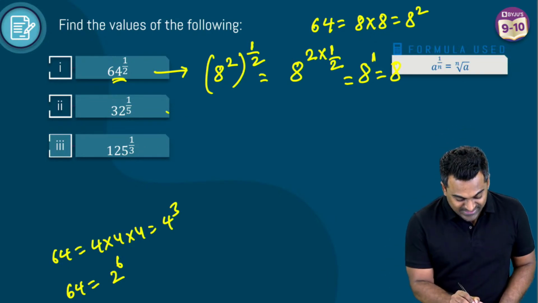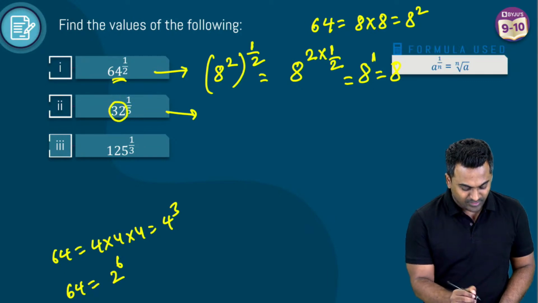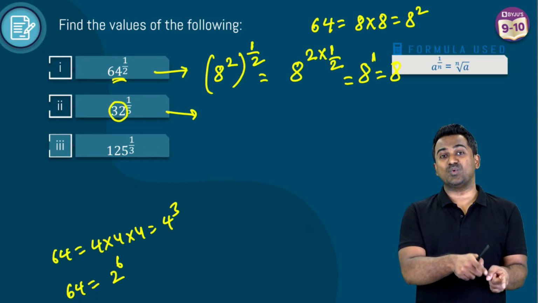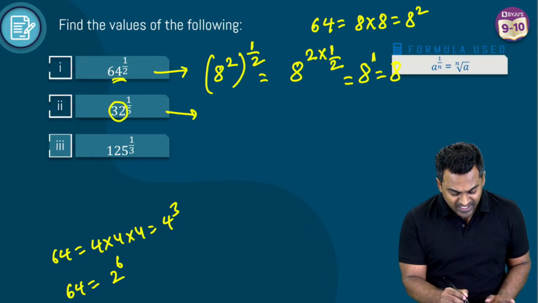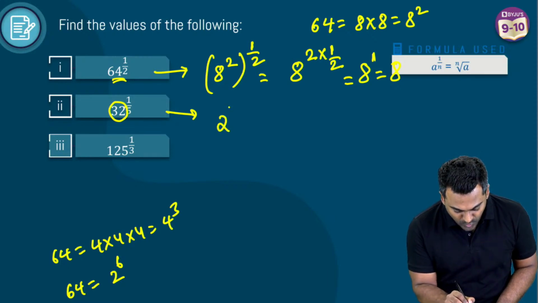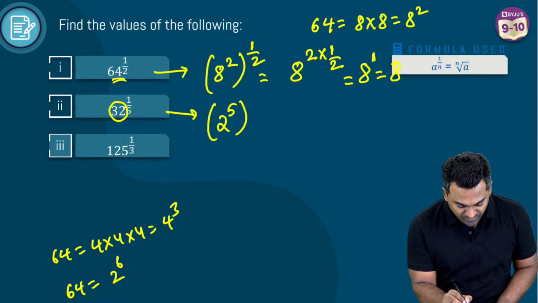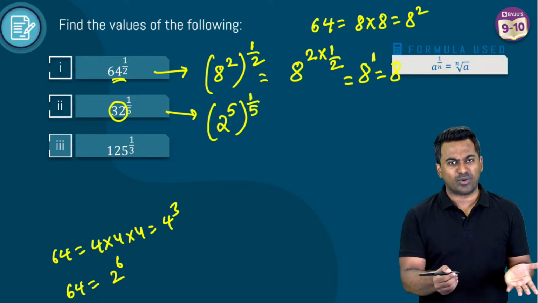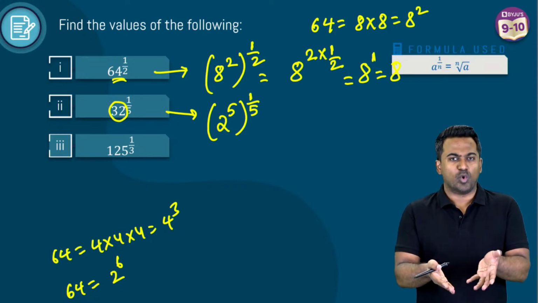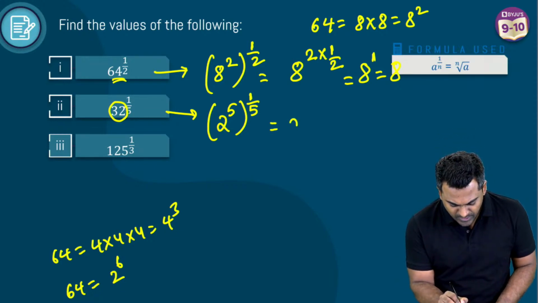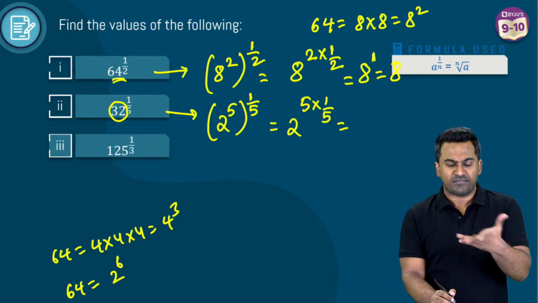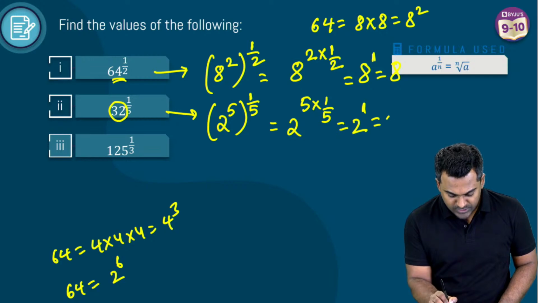So let's check out the second one now. 32 can be written like what? I told you to remember that. 32 is 2 raised to the power 5. So in the place of 32, I will write 2 power 5, and the power remains the same, 1 by 5. So this is what now? A power m whole power n. The same idea. This will be 2 power 5 multiplied with 1 by 5, which is 2 power 5 by 5, giving me 2 power 1, which is nothing but 2.